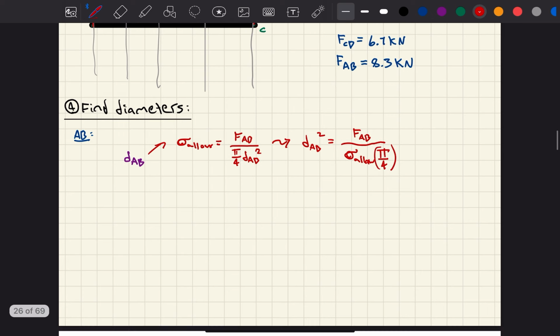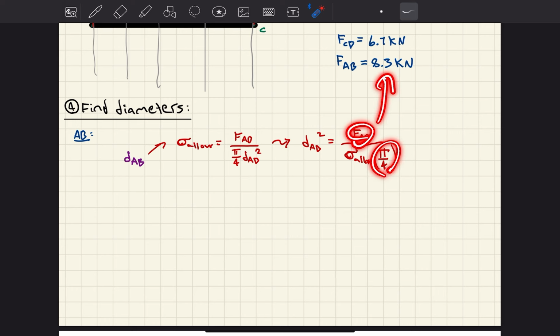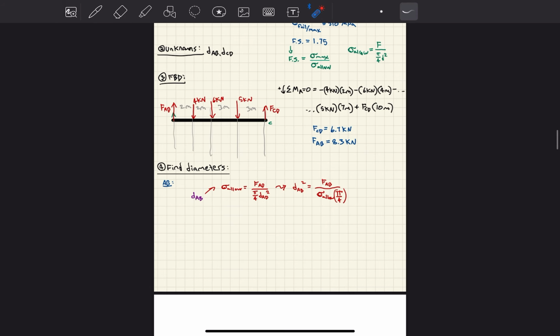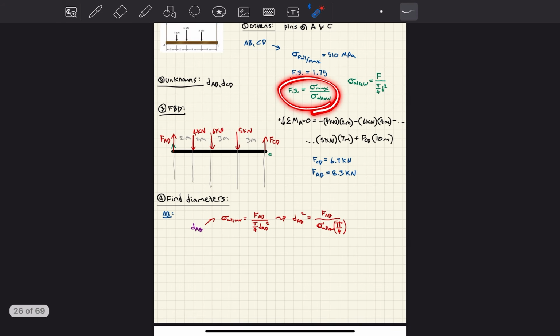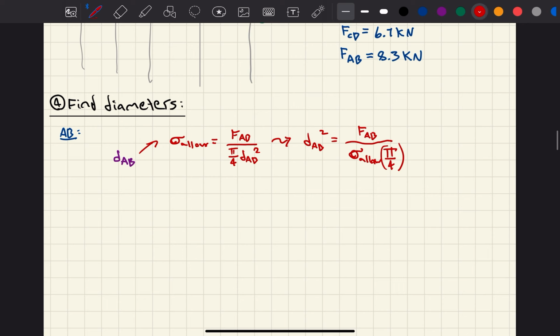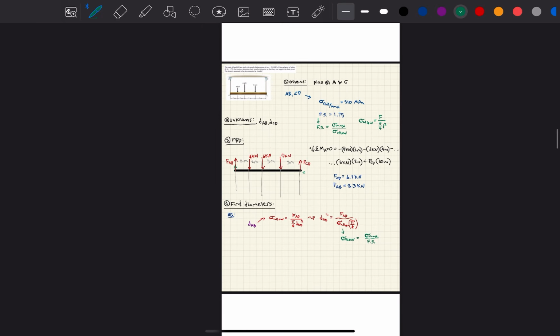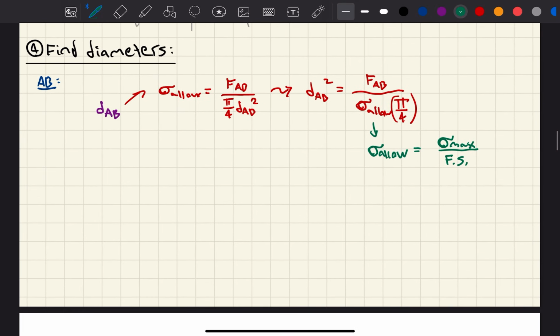Right? Do I know FAB? Yes, I do. I just found it. Do I know pi over 4? You betcha. Do I know sigma allowable? No, but I can find it from this formula up here. So what I'm going to do is I'm going to do another branch. I'm going to say, okay, sigma allowable is equal to sigma max over the factor of safety. I think I got that right? Yep. And I'm going to sub it back into this formula.